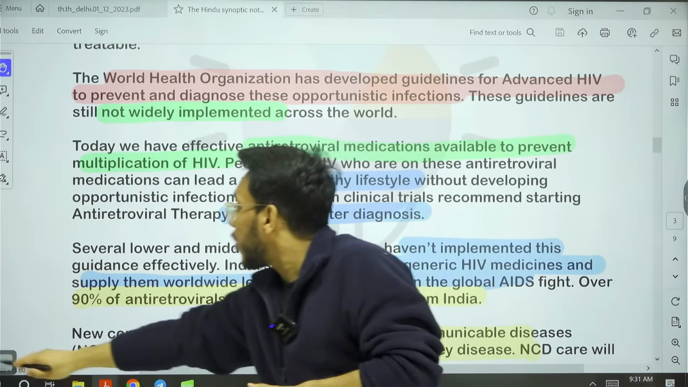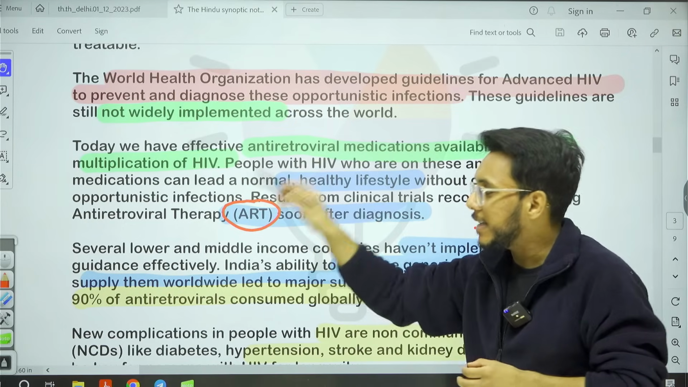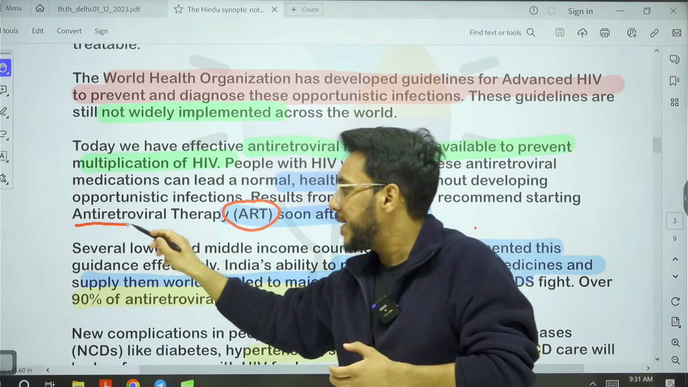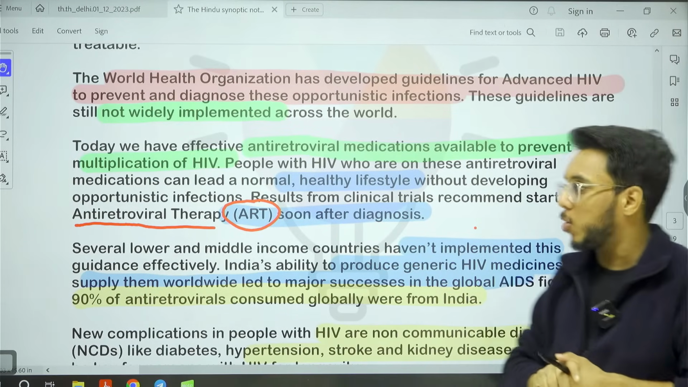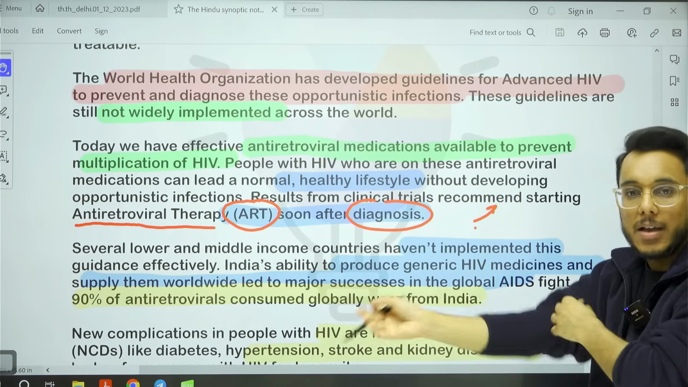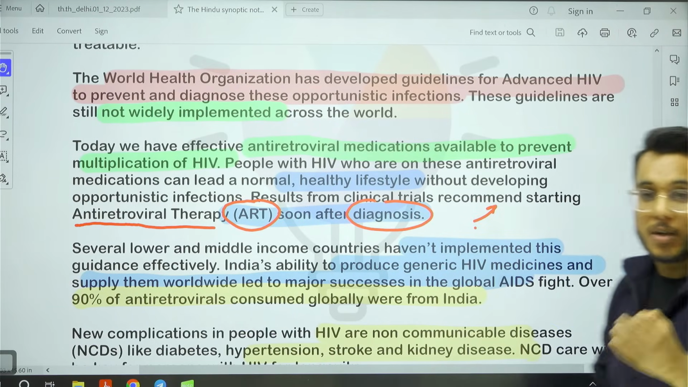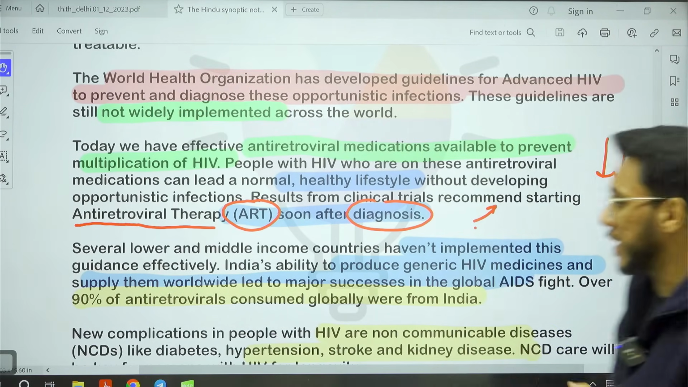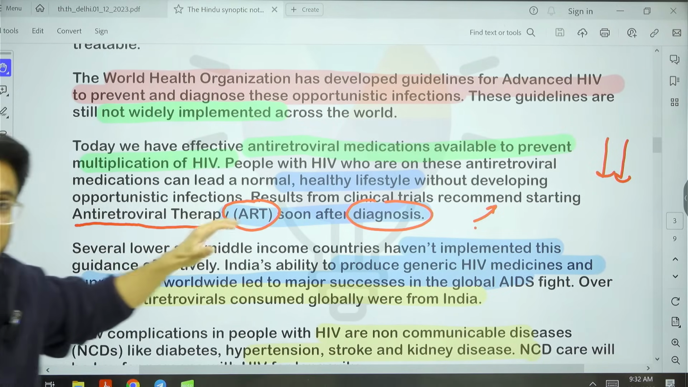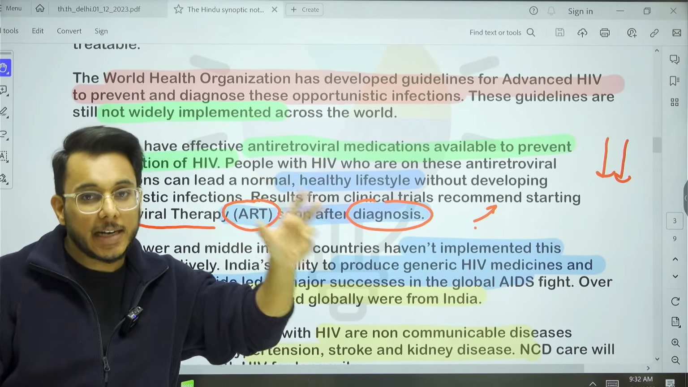You can see here that, first of all, there are ART therapies that can be given to people suffering with AIDS. ART stands for antiretroviral therapy. And if ART is given soon after diagnosis of AIDS, the probability of getting infected by opportunistic diseases comes down drastically. And guys, India is the world's largest generic drug manufacturer, and India manufactures huge quantities of antiretroviral therapies.